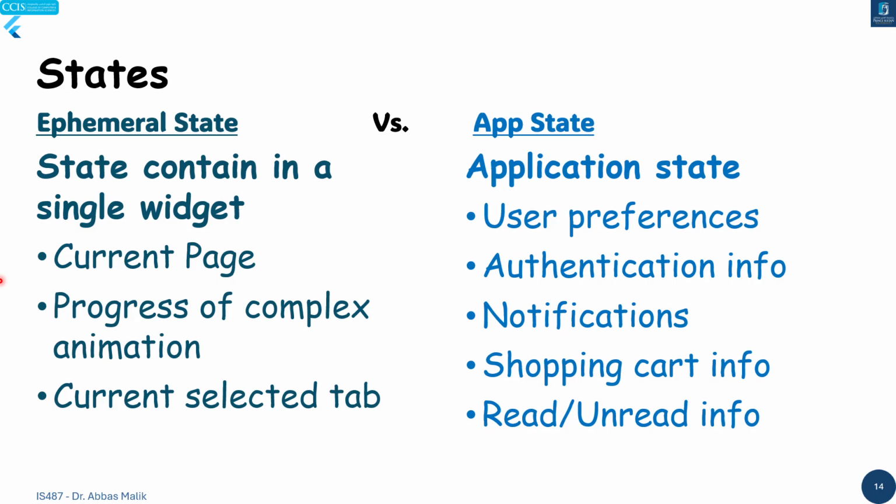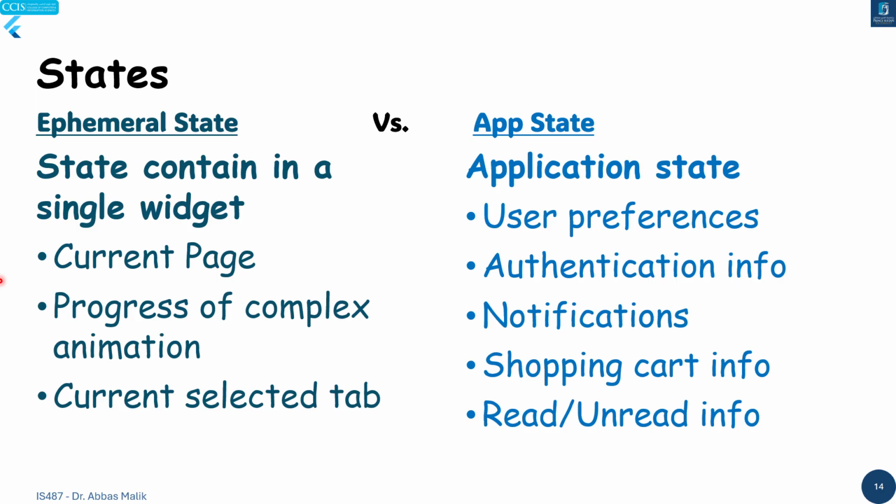Authentication, for example: in the beginning you need to log in to your application, so it will keep the state of the authentication, whether the user is authenticated or not authenticated. If it is not authenticated, then the app will not provide all the services which it is supposed to provide to legitimate or authenticated users. If it is authenticated, then it will provide those services.